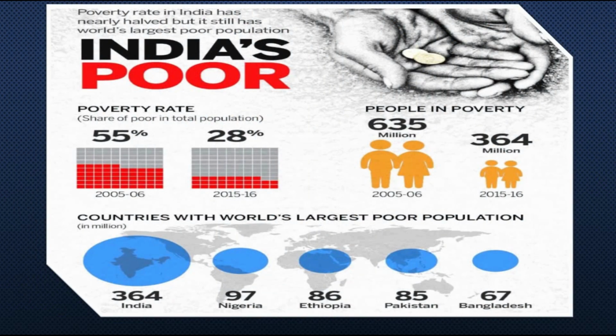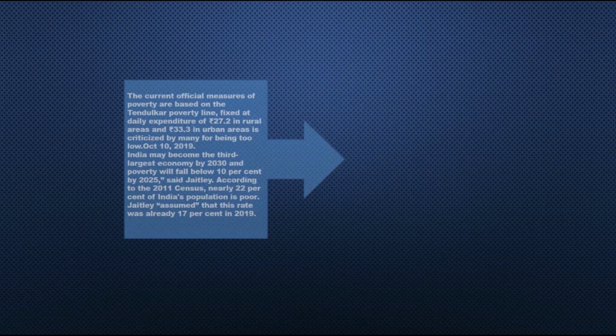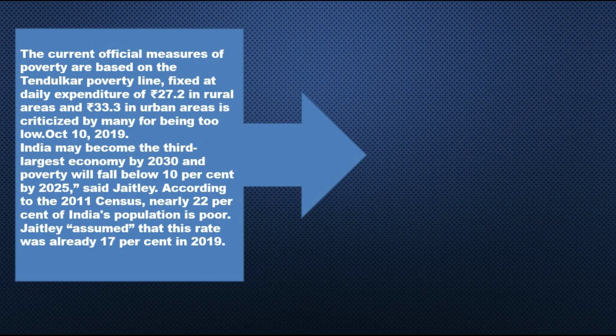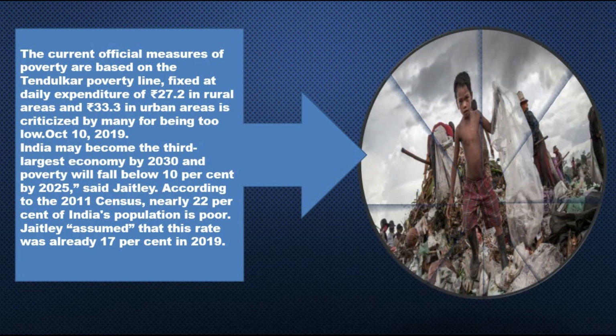As we can see in the picture, India has the world's largest poor population, like 364 million. In 2005-2006, the poverty rate was 55%, which reduced to 28% in 2015-16. The current official measures of poverty are based on the Tendulkar poverty line, fixed at daily expenditure of rupees 27.2 in rural areas and rupees 33.3 in urban areas.